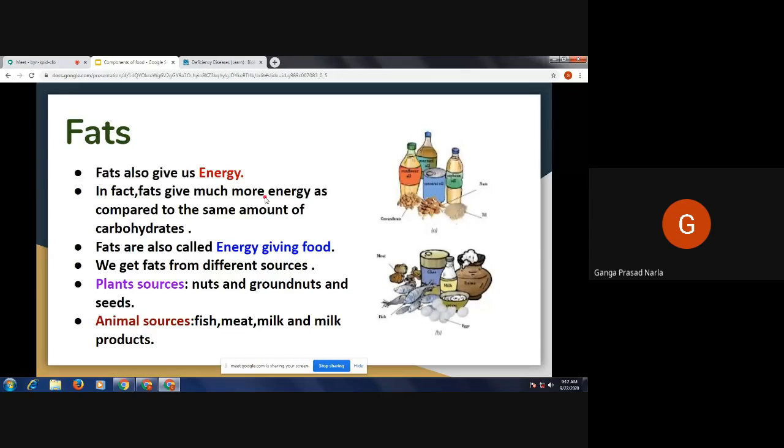So carbohydrates and fats both provide us energy, right? But fats provide more energy than carbohydrates.